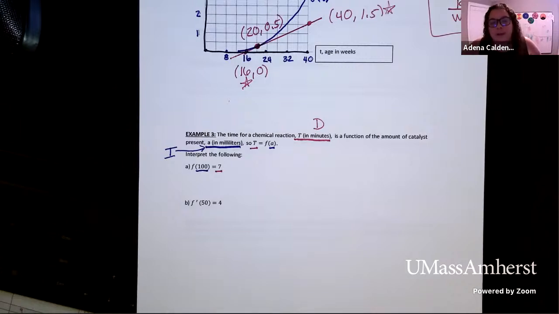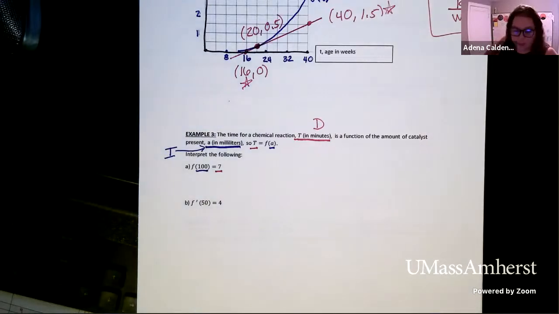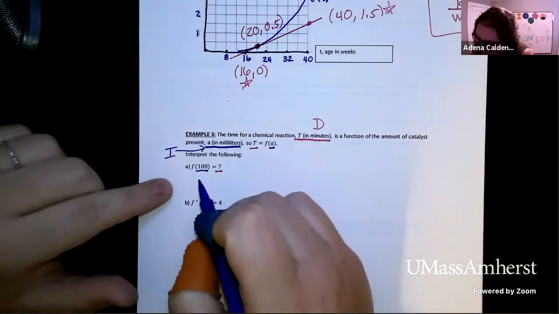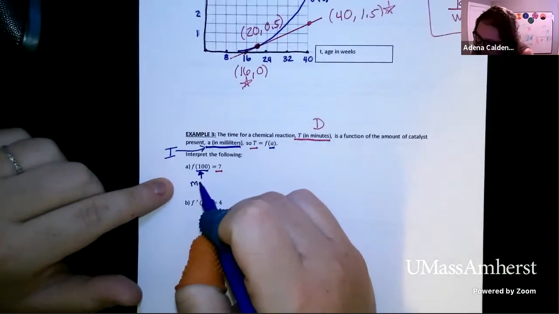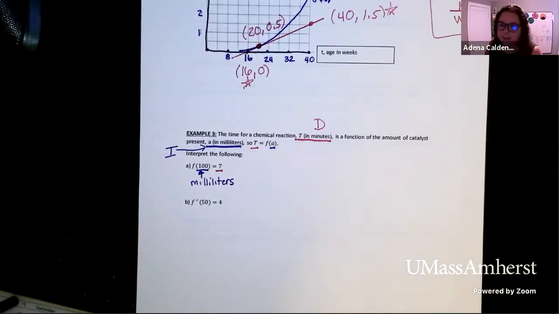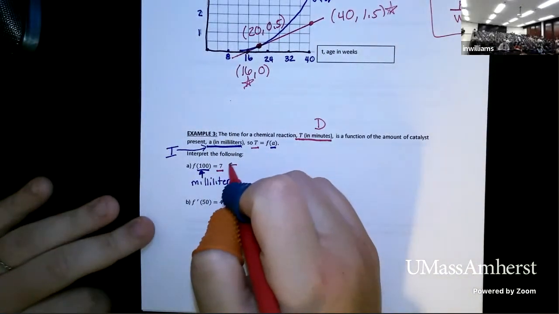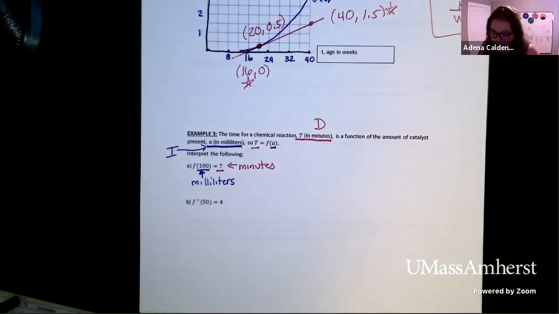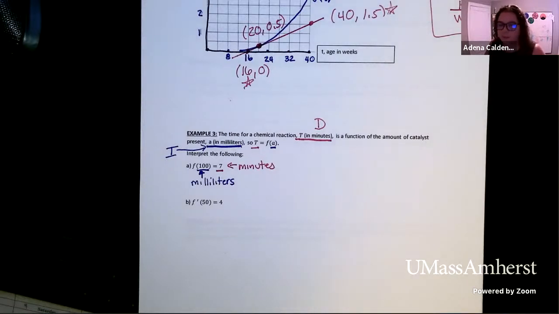So our independent units here are milliliters represented by the variable A, okay? So when we have f of 100 equals 7, the number inside, the 100, is the independent units. So this 100 is the milliliters, okay? And the 7 here is the dependent units, which are minutes. Okay, and so we need to write a sentence that describes this. And this is where it's tricky again, because time is not given the way we're used to.